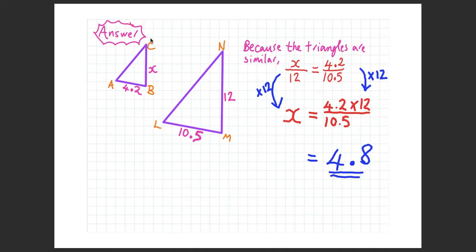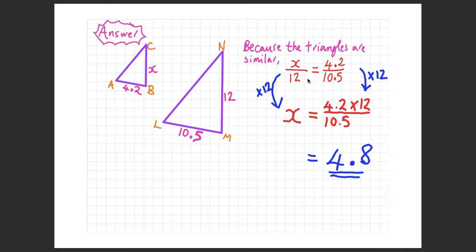Okay, so moving on, here's the answer. So what you need to say is, because they're similar triangles, then X in the little triangle divided by 12 in the big triangle, the corresponding sides, is going to be the same as 4.2 in the little triangle divided by 10.5 in the big triangle. So X divided by 12 equals 4.2 divided by 10.5. This divided by this is the same as that divided by that. X over 12 equals 4.2 over 10.5 because the triangles are similar.